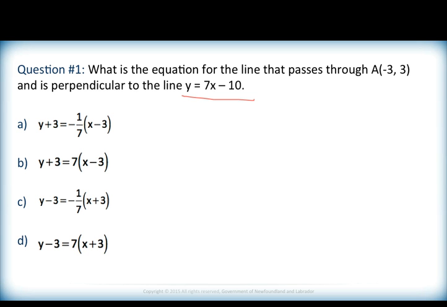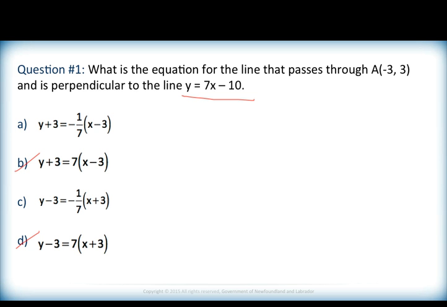Now, we already discussed parallel in a previous question, where parallel is the same slope. Perpendicular is when it is a negative reciprocal of the slope that is given in the line. So we have 7, so the negative reciprocal will give us -1/7. So we know that B and D are no longer options because they have kept the slope the same. Those would be options if it was a parallel slope we were looking for. So now we just have to look at A and C.